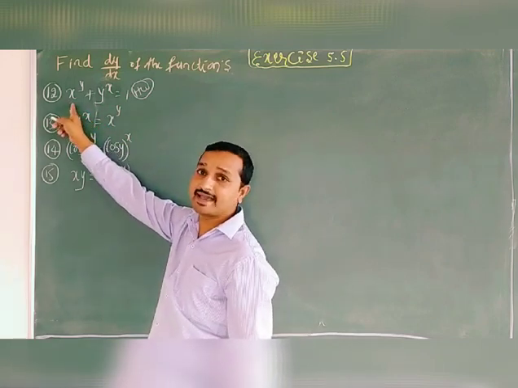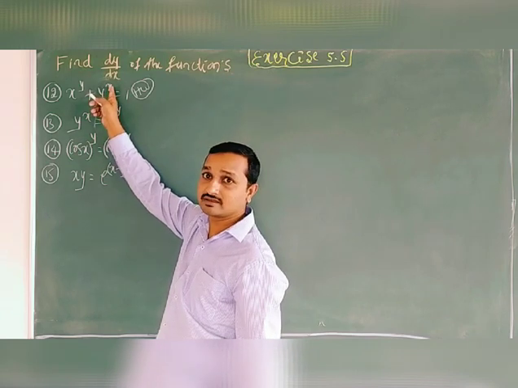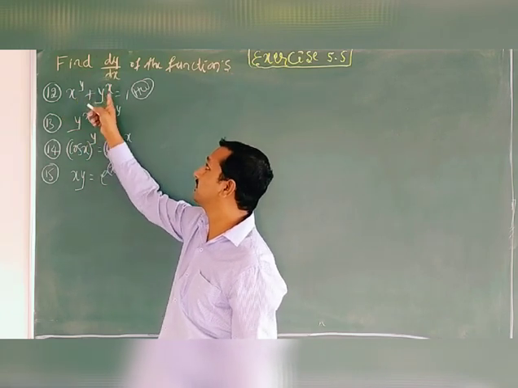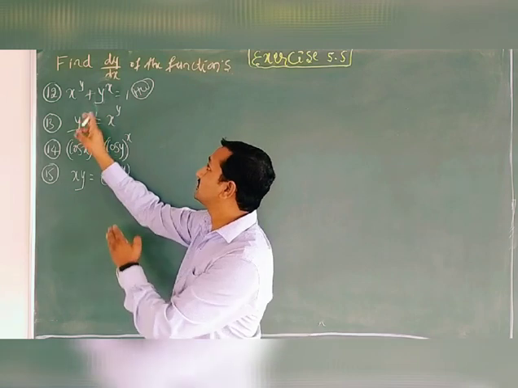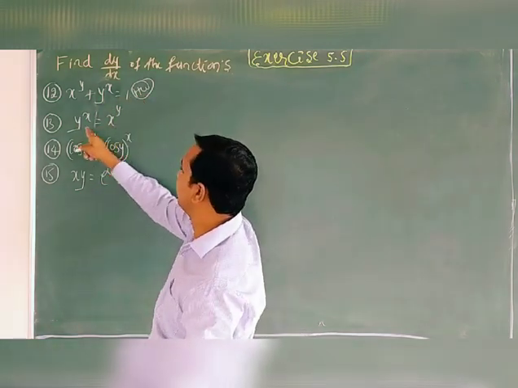You can take u as x raised to y, and v as y raised to x. Then we will find du by dx and dv by dx, then combine both. Then we will find dy by dx. So this is also very easy.